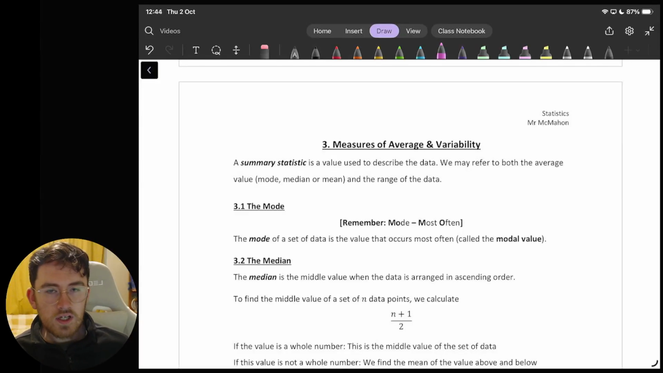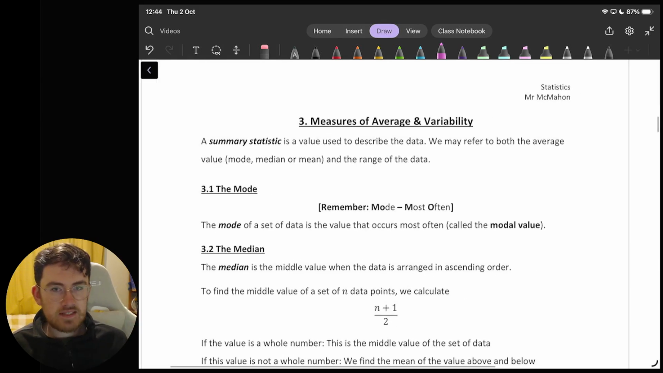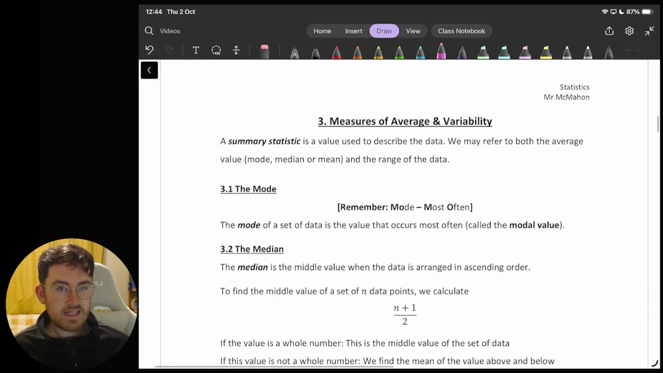Okay, so we're going to look at what we would call measures of average and of variability. We have three different measures of average. Averages are always something that people have some concept of, and one of these types is probably the one that you would be the most familiar with. But we have actually got three that we're going to consider, and then one type of variability as well. It's important to be able to work with all of these.